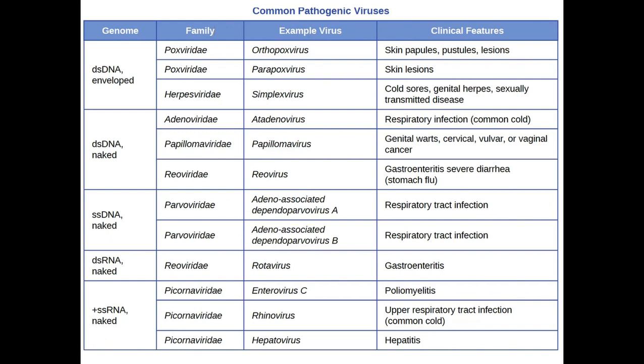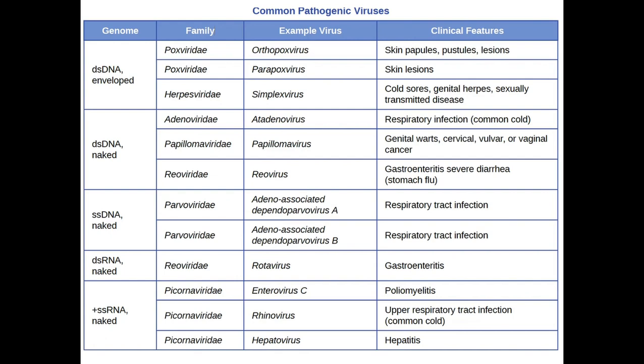With these double-stranded DNA viruses, the mRNA is transcribed directly from the DNA template. Then we have examples of single-stranded DNA viruses, such as the parvoviruses. And with these single-stranded DNA viruses, the DNA is first converted to double-stranded DNA before the mRNA is transcribed.